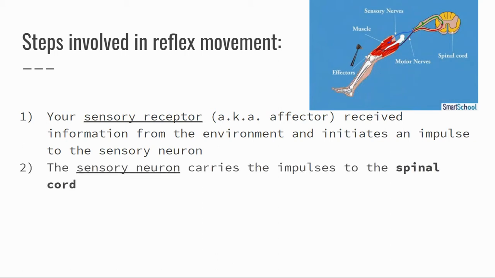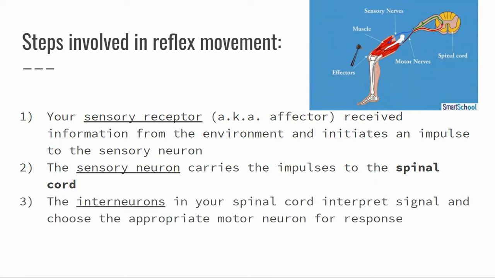From there, this sensory neuron carries the impulse directly to the spinal cord. So again, a reflex arc carries it to the spinal cord. Anything else we do, when you move your hands, when you're talking, I'm a big hand talker, for example, that's processed in your brain. But a reflex arc is processed at the spinal cord for a very quick reaction. So the sensory neuron carries it to the spinal cord, which is full of interneurons. The interneurons in your spinal cord interpret this signal and choose the appropriate manner to send it. So which motor neuron are you going to send it down? That's what it has to choose to do.